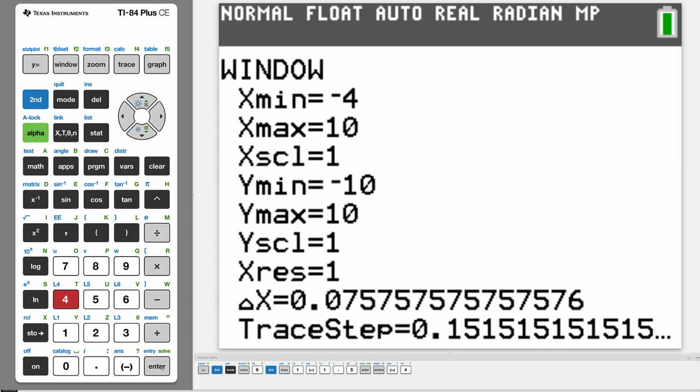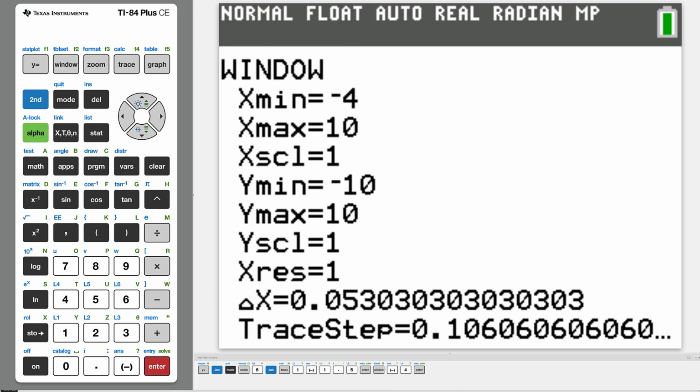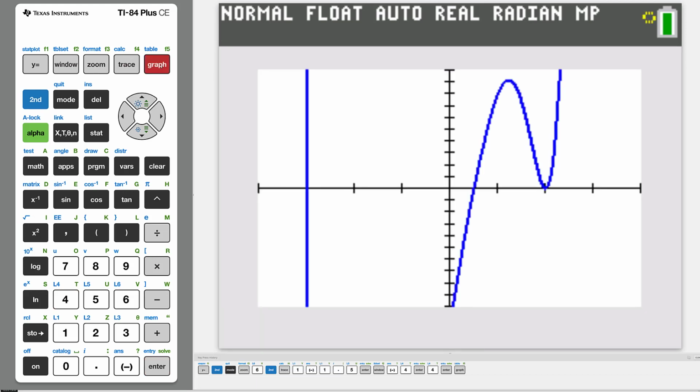So I think I'm going to go like negative 4 on that side, and I'll go positive 4 as well. And that should be sufficient. Let's see how that looks. That's about right. So I can see what appears to be 3 separate candidates for roots.